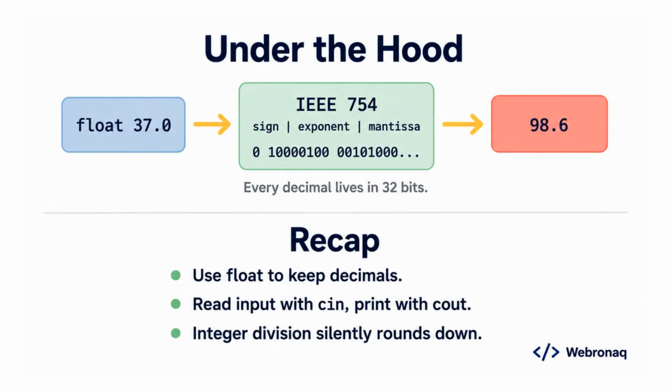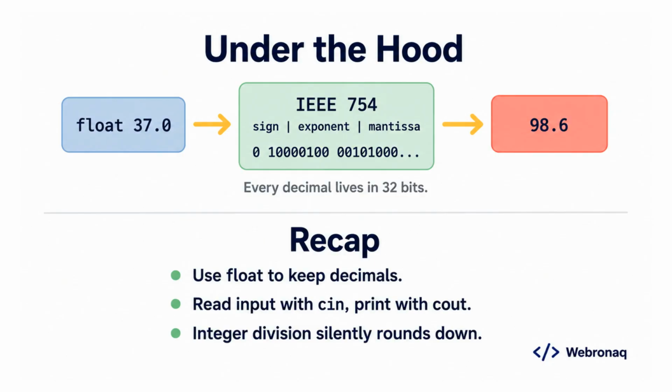Before we wrap up, here is the part most beginner tutorials skip. When you wrote float, the CPU did not just store 37.0 as a number on paper. It packed it into 32 bits using a standard called IEEE 754, 1 bit for the sign, 8 bits for the exponent, and 23 bits for the fraction. That is why float has limits on precision. For temperatures, it is more than enough. But the same reason your program works smoothly here is also why floating point math sometimes gives slightly weird results in bigger calculations, something we will explore in a future video.